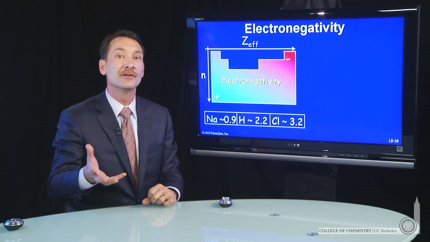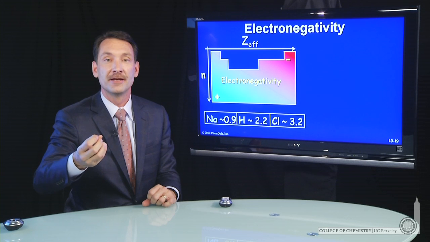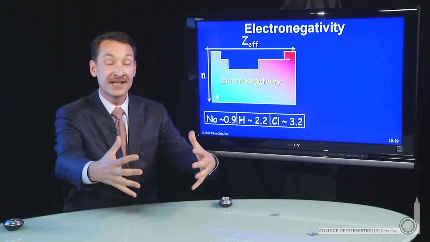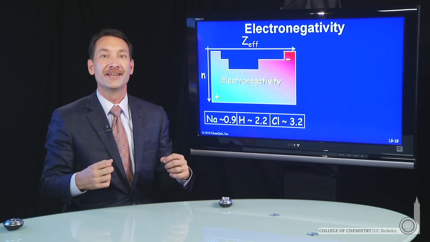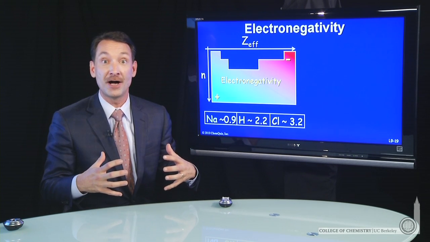There's another property that we can look at in terms of its periodic nature on the periodic table and see if there's a trend, and that's electronegativity. Electronegativity is the general tendency to draw electrons toward yourself. If you're strongly electronegative, then electrons move towards you in a bond.